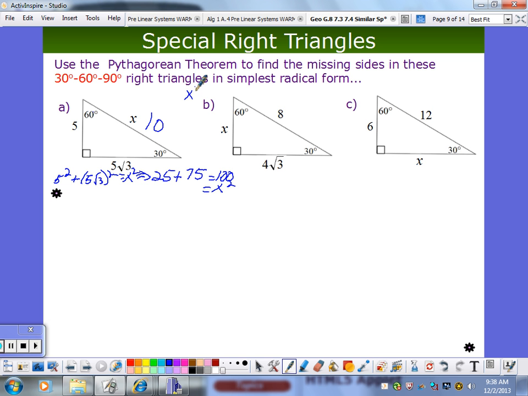Let's see, we'll face here. x squared plus, what is 4 rad 3, that whole thing squared? 4 times 4, 16. Rad 3 times rad 3, 3. 16 times 3 equals 8 squared. Okay, so that means that x squared equals, what's 64 minus 48? So what's x?